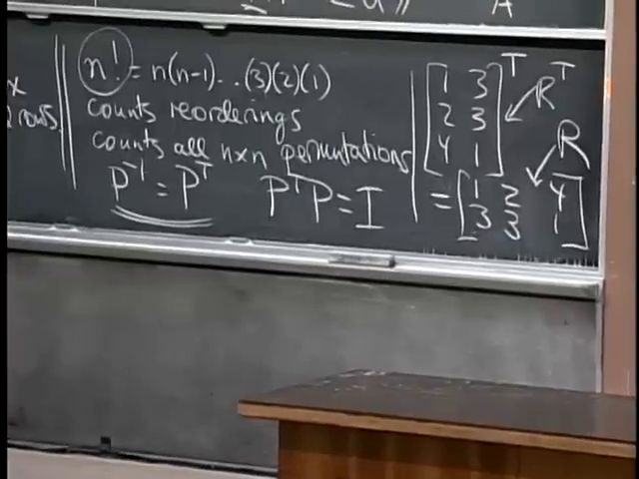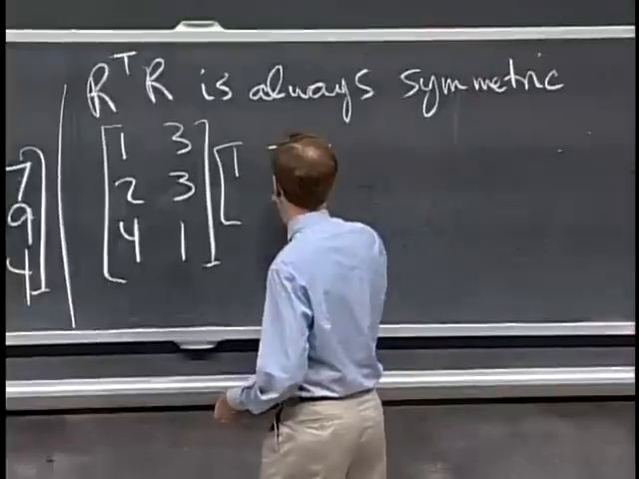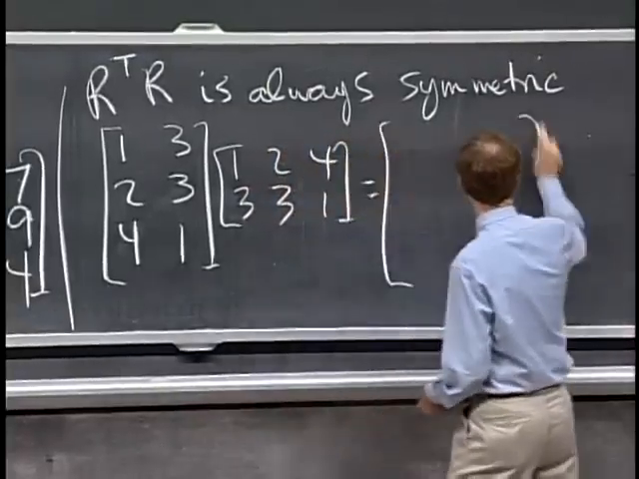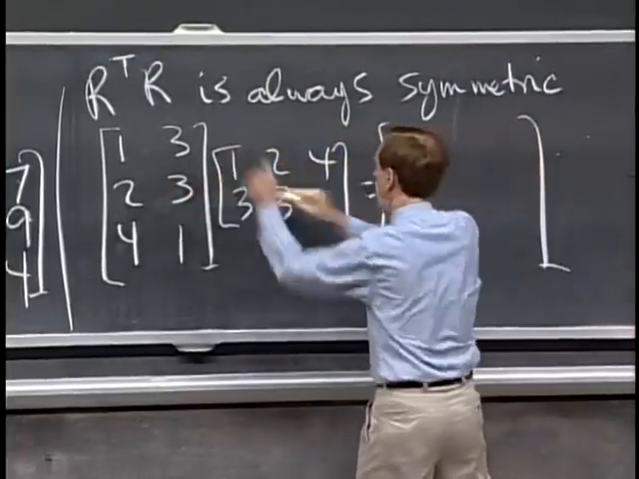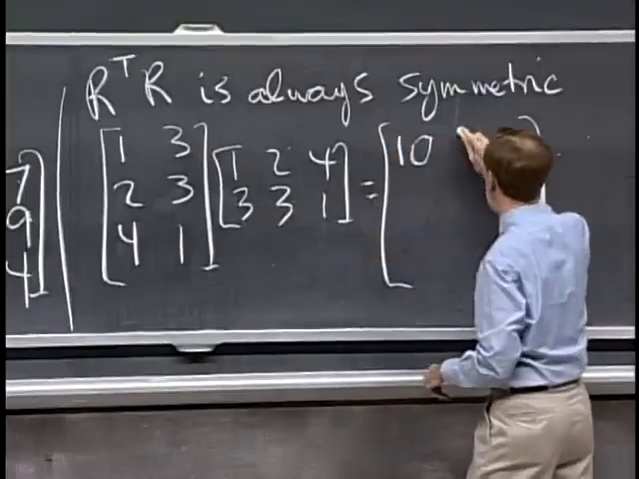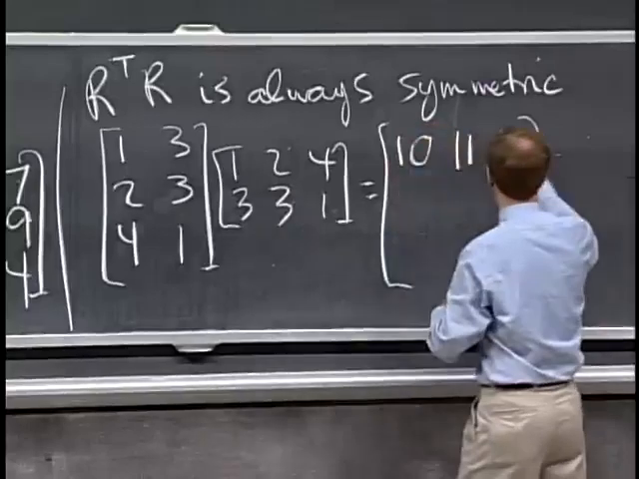I called that one R transpose, didn't I? And I called this guy 1, 2, 4, 3, 3, 1. I called that R. Shall we just do that multiplication? Okay, so up here I'm getting a 10. Next to it I'm getting 2 and 9, an 11. Next to that I'm getting 4 and 3, a 7.